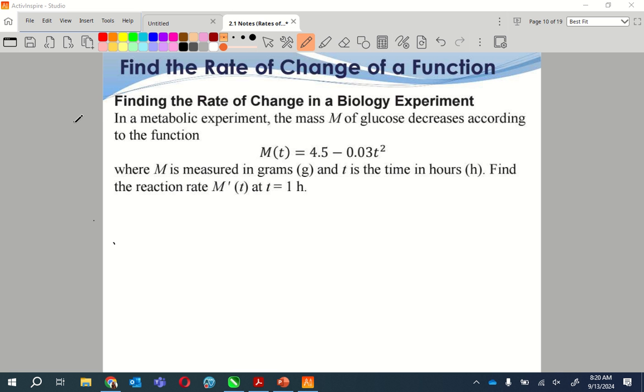All right, so find the rate of change in a biology experiment. In a metabolic experiment, the mass M of glucose is decreasing according to the function M of t equals 4.5 minus 0.03 t squared. M is measured in grams. T is the time in hours. Find the reaction rate M prime. That means the derivative of M, T is my variable, at t equals 1 hour. So, given this, let's do that voodoo.